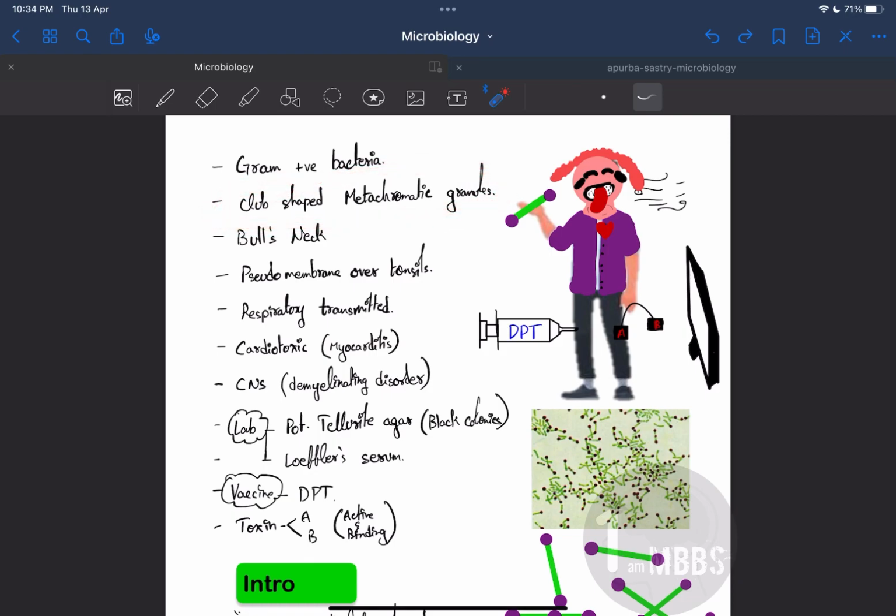These have a lot of features. Firstly, they stain dark. Second, they act as the storage places of the bacteria, but not the spores. I'm again repeating, they are the storage places of the bacteria, but not the spores.